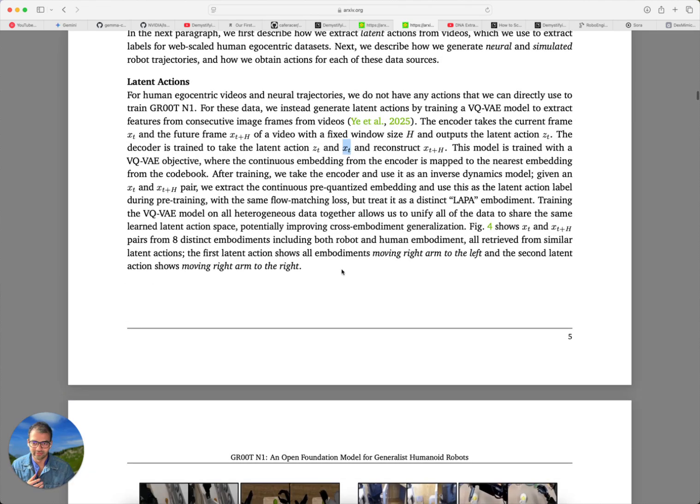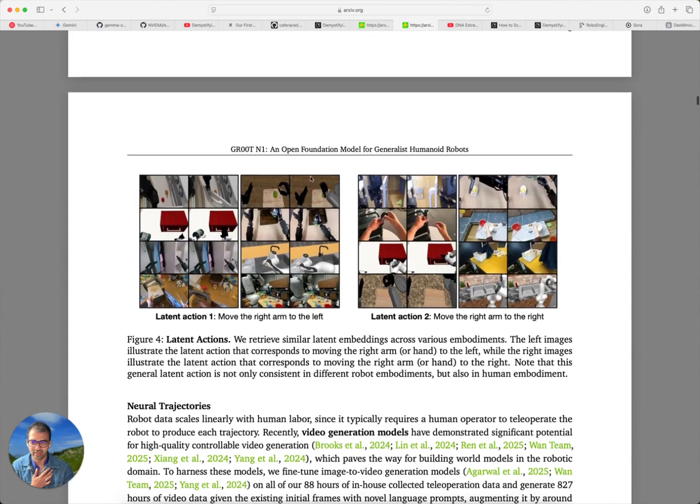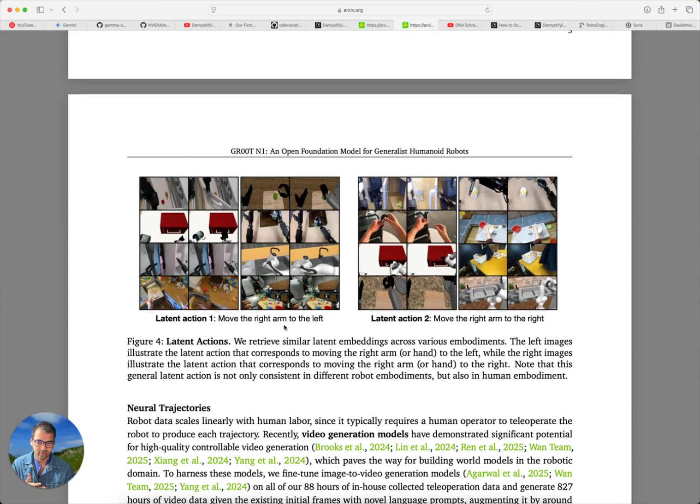For example, you can call it something like move the right arm to the left, or move the right arm to the right, or pick up the object from the left, drop the object to the right. These are more high level actions, which are common across all the embodiments of robots and also for humans. So they give examples here.